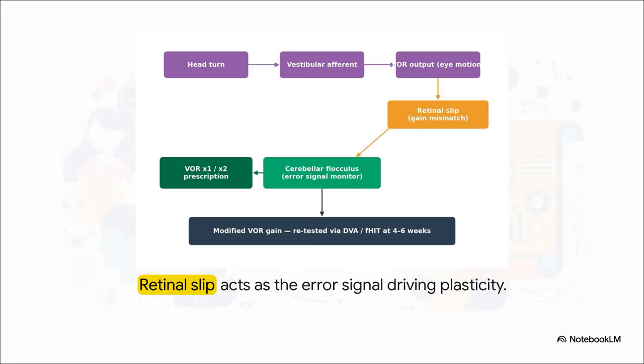Which brings us to the core neurophysiology. When VOR gain is mismatched to head velocity, the image of the world literally slips across the retina. And here's the thing, the cerebellum needs this retinal slip to learn from. It acts as the error signal that actually drives cerebellar plasticity. This is exactly why having that measurable residual gain we just talked about is absolutely mandatory for adaptation. No substrate means no error signal, and no error signal means zero plasticity.